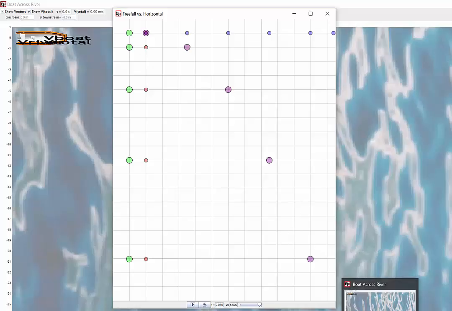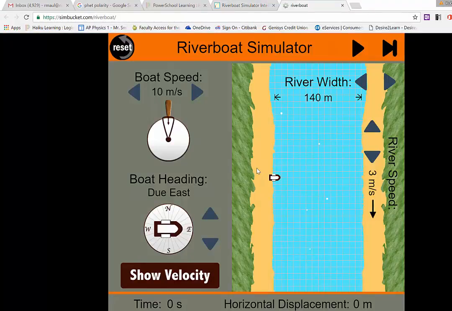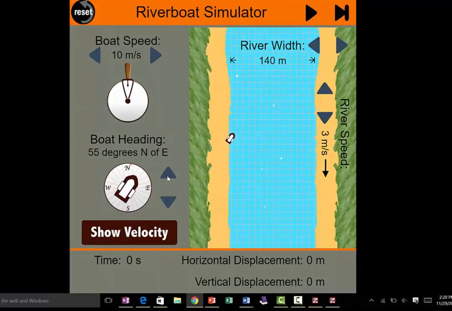The next thing I'd like you to look at is a little simulation here called the Riverboat Simulator, and I'd like you to make some predictions. I have a way that I can send a riverboat across a river, and I can adjust on the right hand side how fast the river's flowing. I can also adjust how fast the boat is going and the direction the boat is heading. So the first thing I'd like you to do is predict for me if I were sending my boat, I'll actually send it in the southward direction.